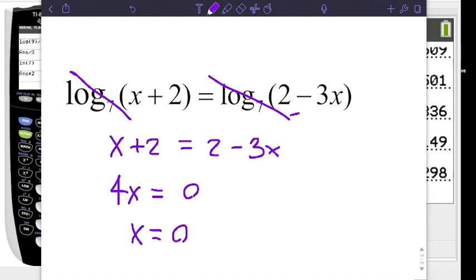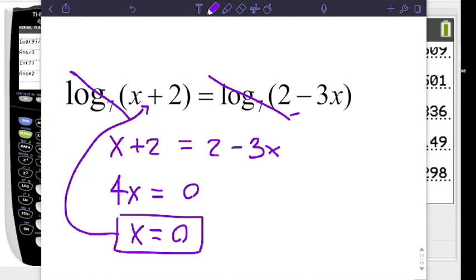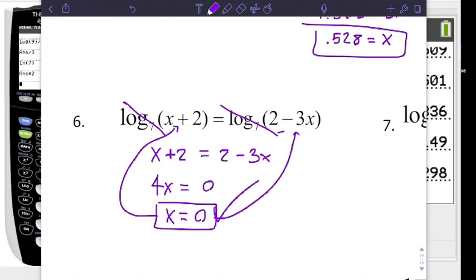That'll get us 0. And then what I want you guys to double check, since we got 0, well, really you should always double check. Let's make sure that doesn't mess things up if I plug it back in. 0 plus 2 is 2. That's a log of a positive number. That should work. Let's double check this one. 2 minus 3 times 0, which is 2 minus 0, which is 2. So that works out as well. So this is actually a solution that works.